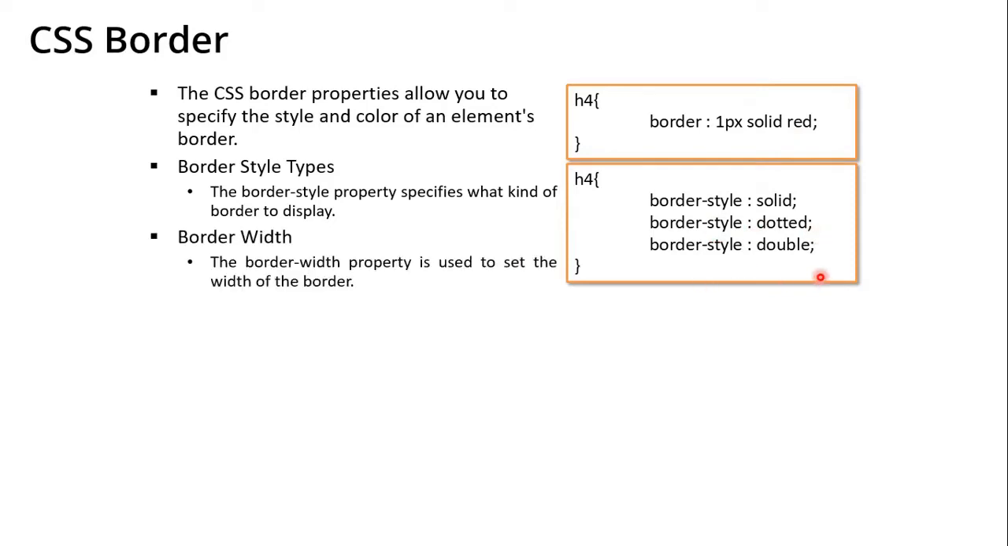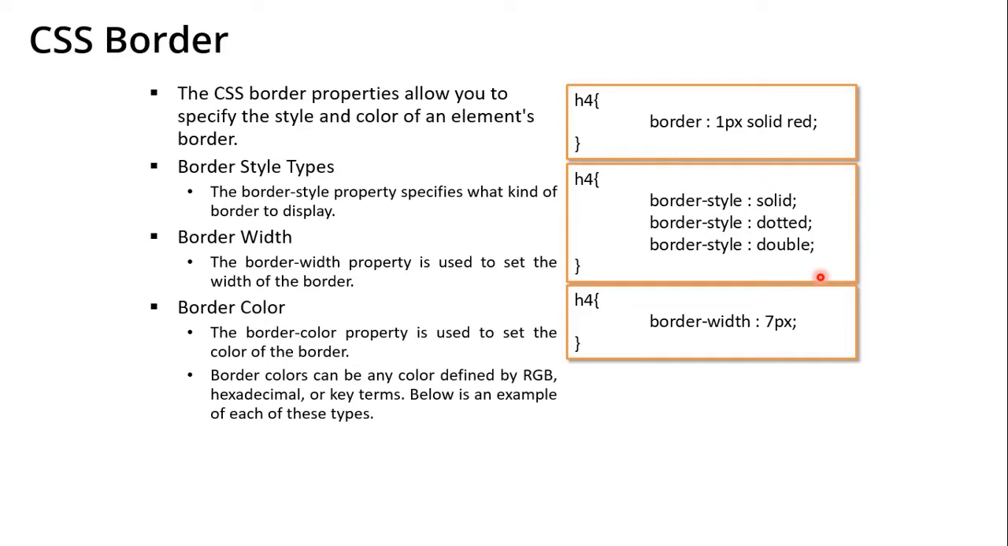Border width: the border width property is used to set the width of the border. According to how much width we require, we provide the pixel value. You just have to remember the name of the property, colon and value. Border color: the border color property is used to set the color of the border. Border color can be any color defined by RGB, hexadecimal or key terms. Below is an example of each of these types. So we can write border color red.